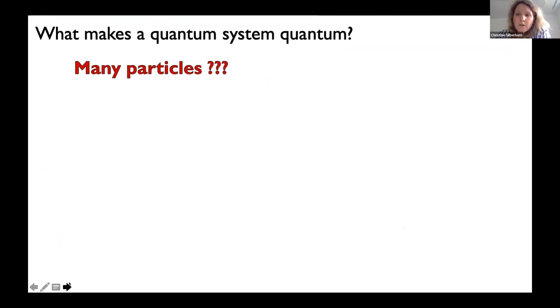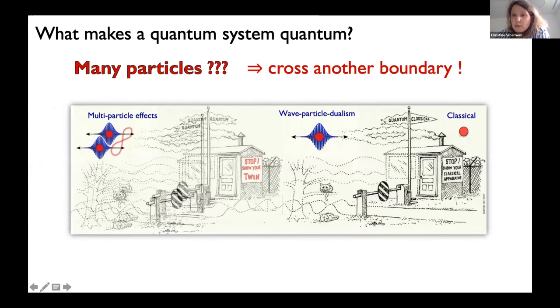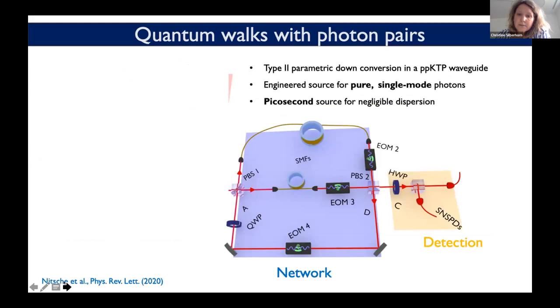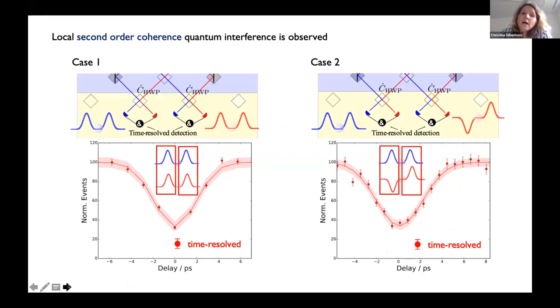One criticism we got a lot was, yes, but this is a classical interference. And it's true. The quantum walk theory for a single particle can be implemented by classical optics. And there is a second boundary to have multi-particle effects. In order to do that, we implemented recently a system where we included into this loop not only single particles, but 2 photon particles, and studied then local second and first order coherences.